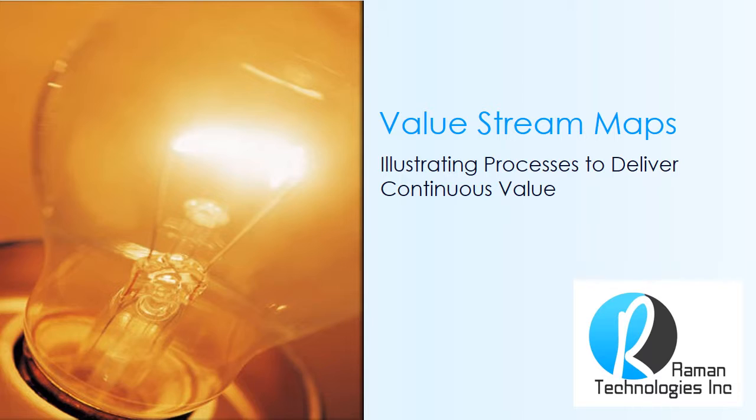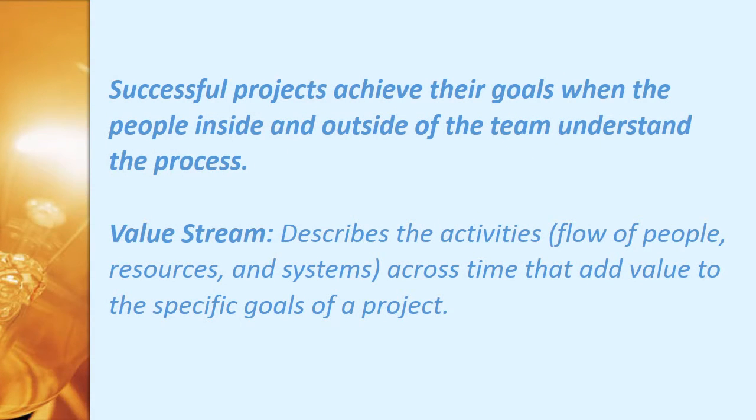In this webinar, we'll talk about how lean and agile projects can offer continuous value delivery with the shortest sustainable lead times by eliminating wasted resources whenever possible. Successful projects achieve their goals when the people inside and outside of the team understand the process that results in value delivery, and they organize around those activities that, from the customer's perspective, add value to the specific goals of a project. This is known as a value stream.